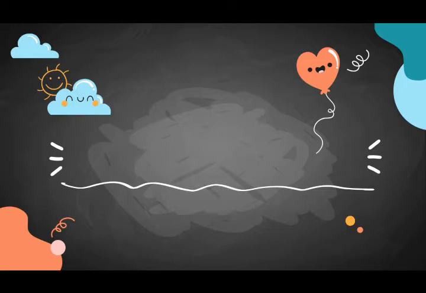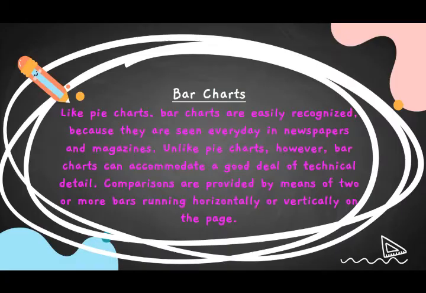Without further ado, let us now move on to our topic. First, we have the bar charts. Like pie charts, bar charts are easily recognized because they are seen every day in newspapers and magazines. Unlike pie charts, however, bar charts can accommodate a good deal of technical detail. Comparisons are provided by means of 2 or more bars running horizontally or vertically on the page.